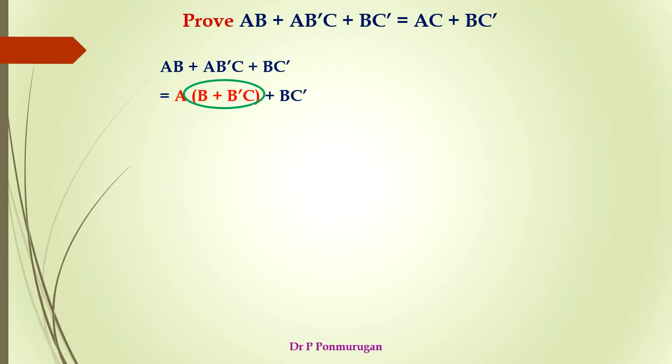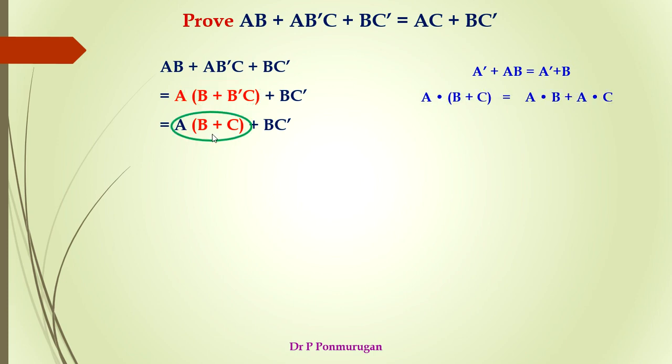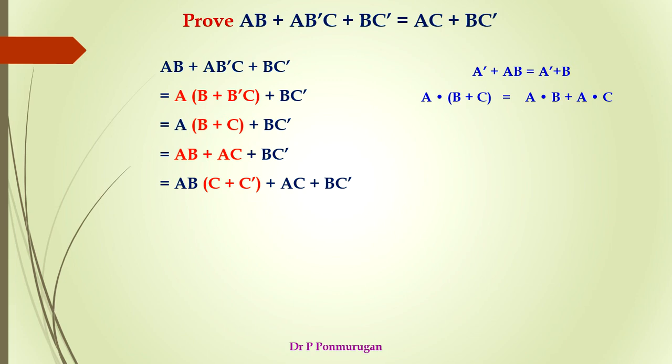Now we can apply the redundant literal rule for this particular term b plus b bar c. So it will become b plus c here. Then again we can apply the distributive law for this term. So this will become ab plus ac plus bc bar. Next, to get a reduced expression, we include a term c plus c bar. We know that c plus c bar is equal to 1. So this will not make any change in the entire expression or its output.